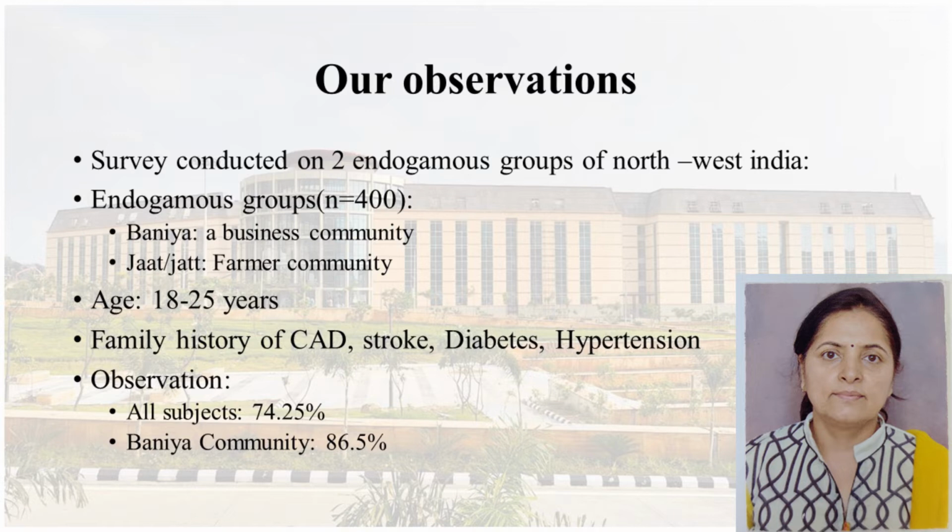Family history of coronary artery disease, stroke, diabetes mellitus, and hypertension was noted. It was found that there was a prevalence of 74.5% in the younger age group, thus showing a higher risk of developing cardiovascular diseases in the younger population of the said region.